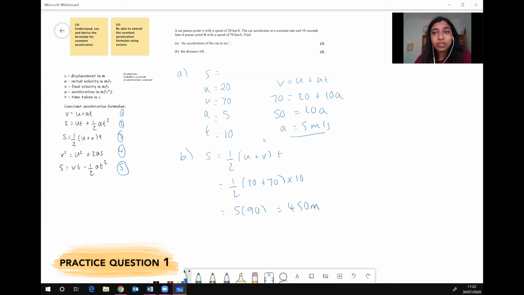So that's how you can use our constant acceleration formulae when in a question in the form like this. So you just want to write down all the values that we have for SUVAT and just find the value that you want to find, and then find the equation that has all the values that we have and that you want to find, and do the same for both parts. So let's try another exam style question.